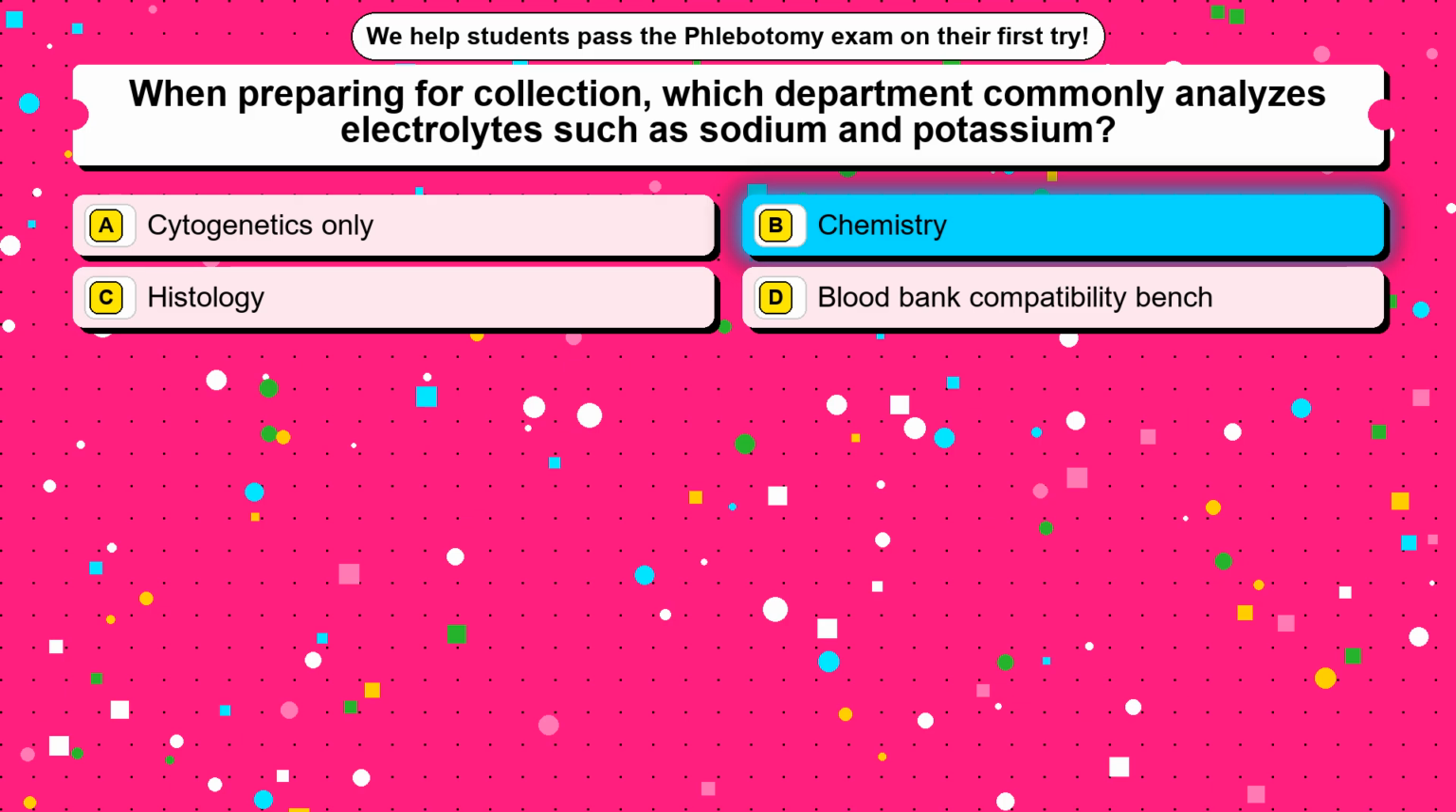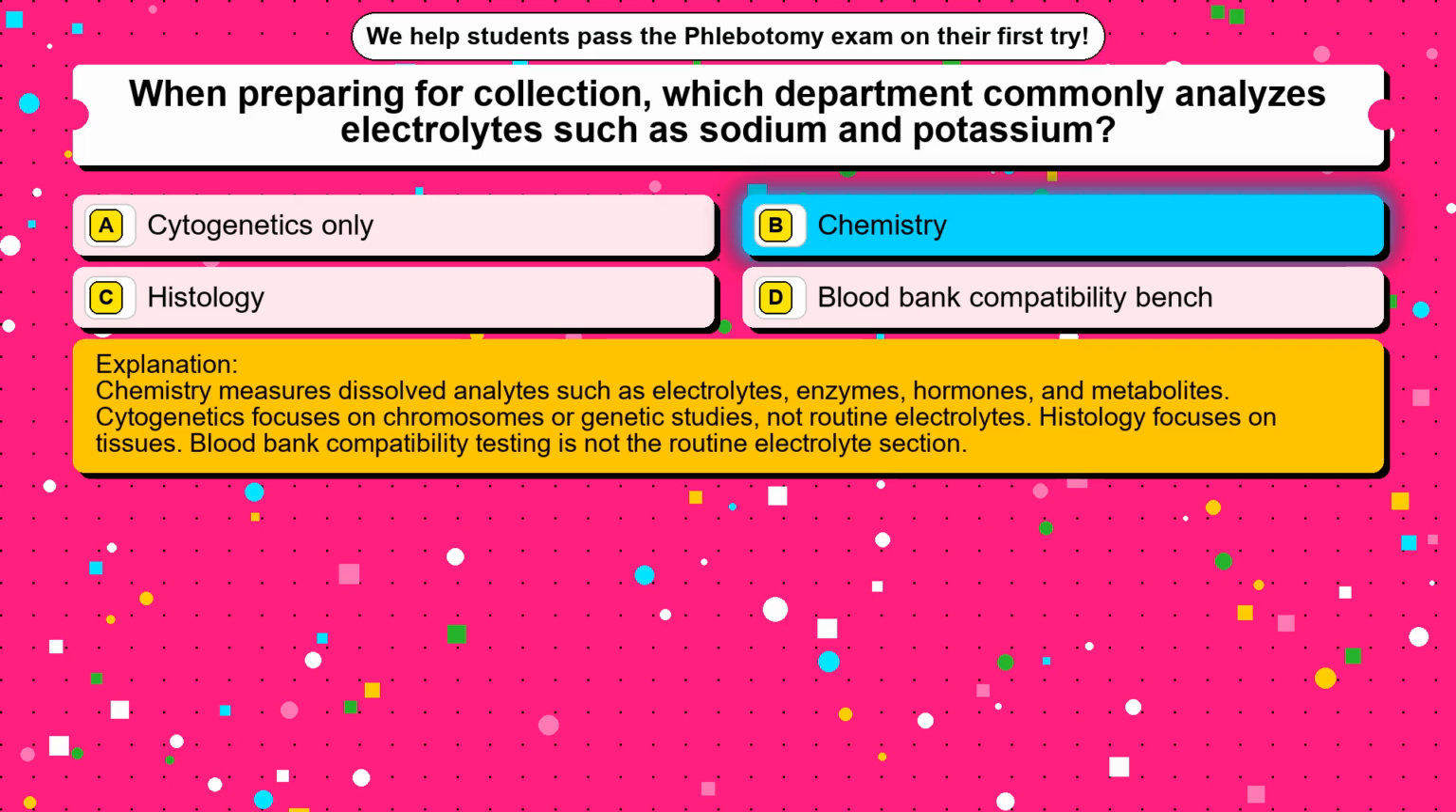Chemistry. Chemistry measures dissolved analytes such as electrolytes, enzymes, hormones, and metabolites. Cytogenetics focuses on chromosomes or genetic studies, not routine electrolytes. Histology focuses on tissues. Blood bank compatibility testing is not the routine electrolyte section.